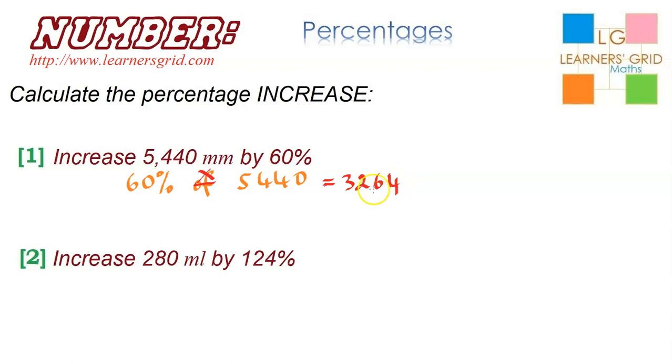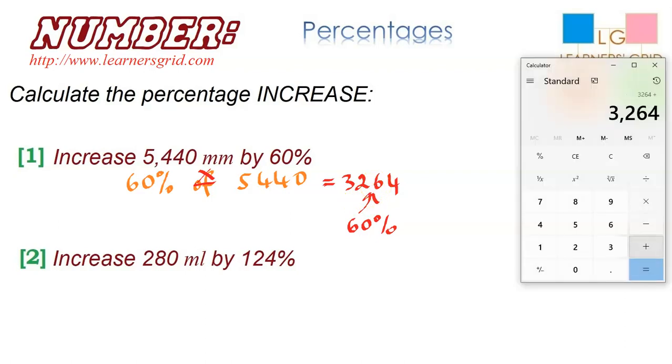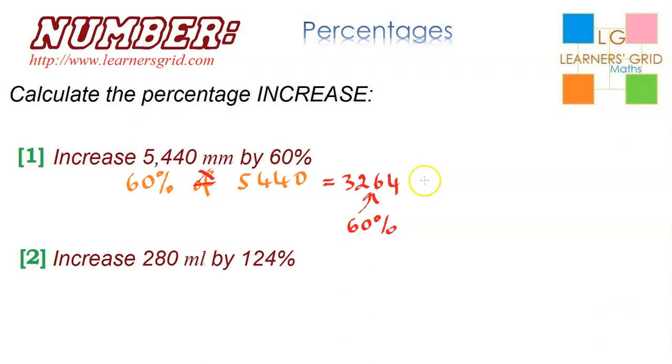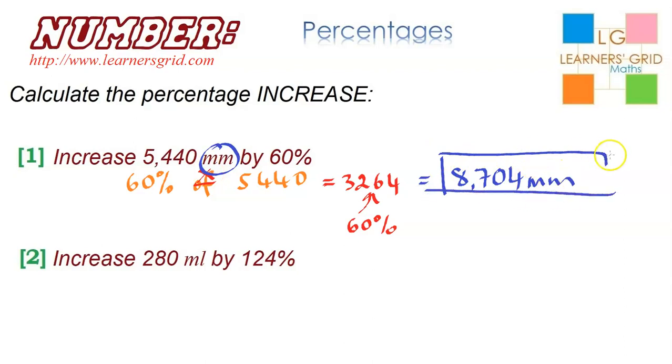Okay, so what is this? This is 60%. So I've found 60%, and now I have to increase 5,440 by this 60%. So all I need to do is add it. I just add it to the original amount. So plus 5,440, and that will give me 8,704. Great. 8,704. What's the unit of measurement? We're talking about millimeters. And so number 1 is now done.